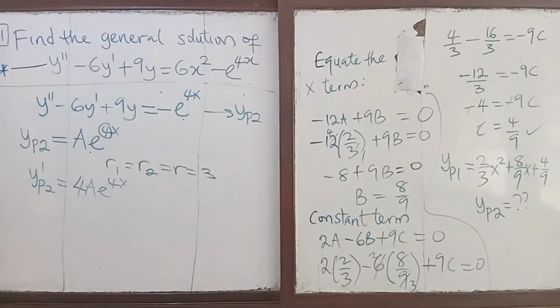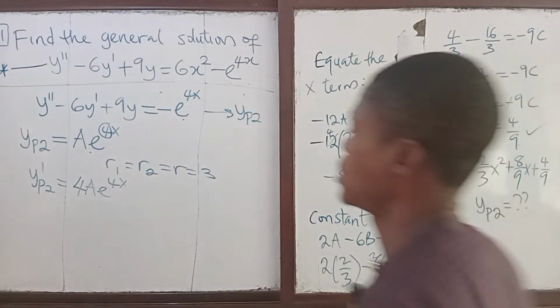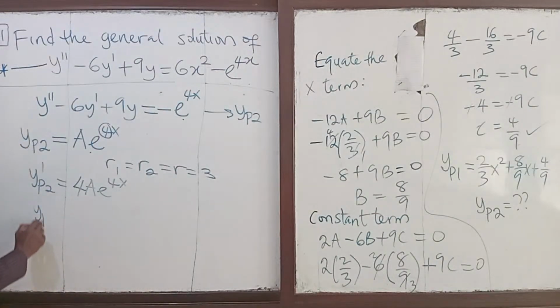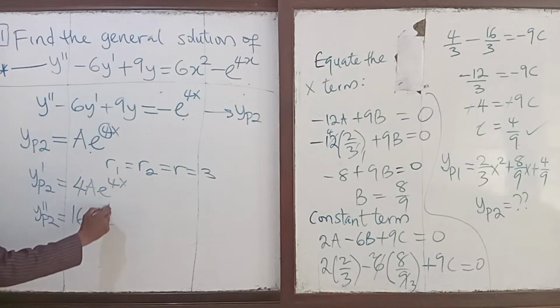So this is what we have now. Then can we get the second differential for this one? Get the second differential. So that will be 16a e to the power 4x. Okay. So we got the first differential, we got the second differential.